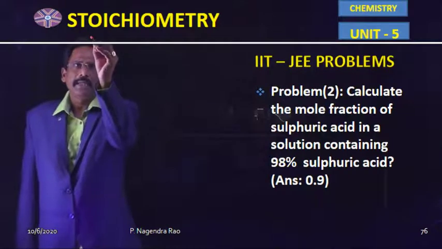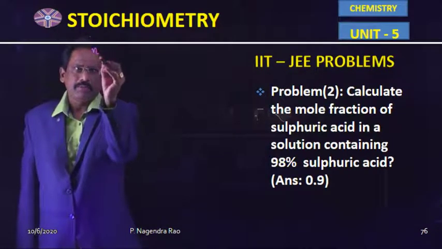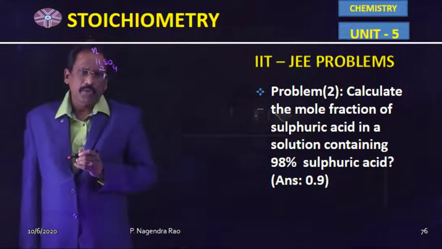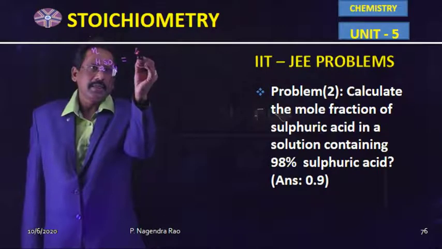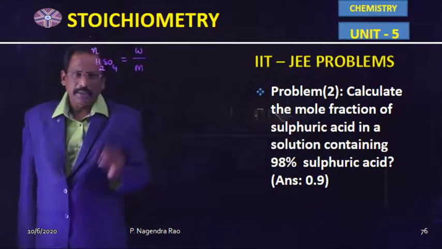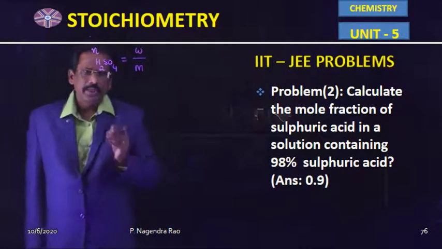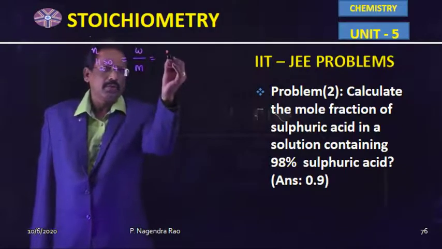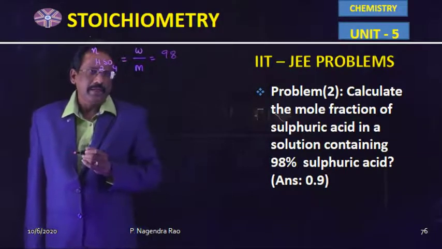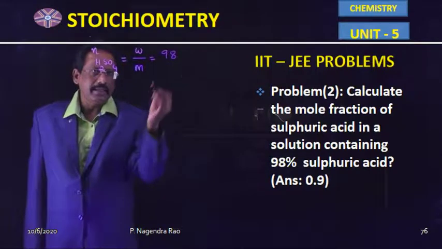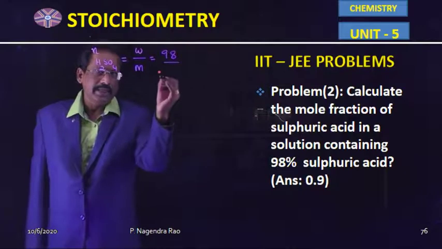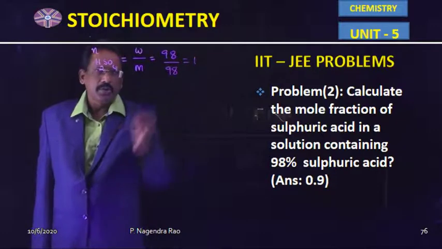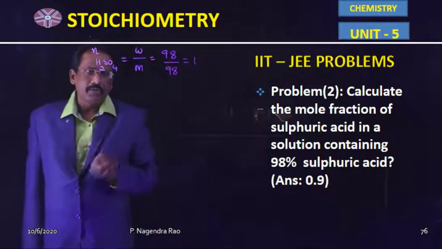Now, according to the mole concept, the formula is weight divided by molecular weight, which gives the number of moles. In this problem, the weight of sulfuric acid is given as 98%. So the weight of sulfuric acid is 98 and the molecular weight of sulfuric acid is also 98. Therefore, the number of moles of sulfuric acid is equal to 1 mole.